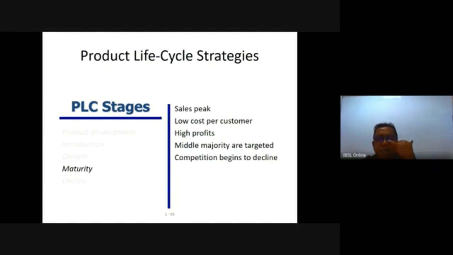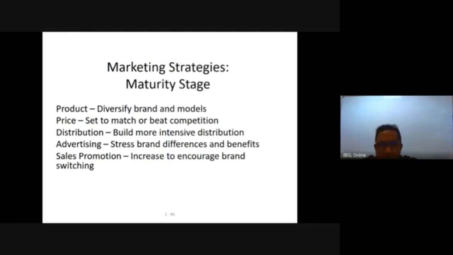Then the maturity, the sales are peak level, profits are good. What are the marketing strategies at the maturity stage? Diversify brand and models. That's where you get the various brands, brand extensions or brand line extensions to diversify the brand and models. Set to match or beat competition, build more intensive distribution. Now your distribution is very strong all over the country. Advertising, stress brand differences and benefits, and differentiate your brand from the rest. Sales promotion, increase to encourage brand switching.